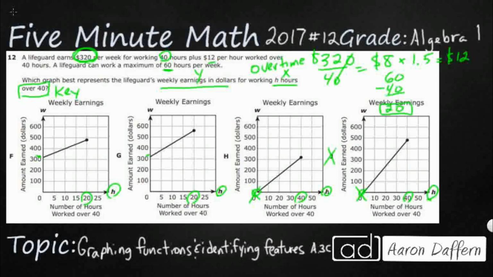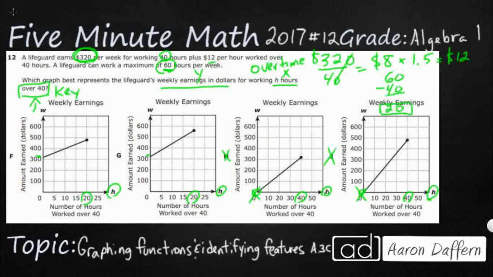Right? So that's why the H and J don't look right, because they're counting from the beginning of the week, and that's 40 hours. You can only work 20 hours over 40. If the key is how many hours over 40, the maximum is 60, that leaves you 20 hours. So it's going to be F or G.